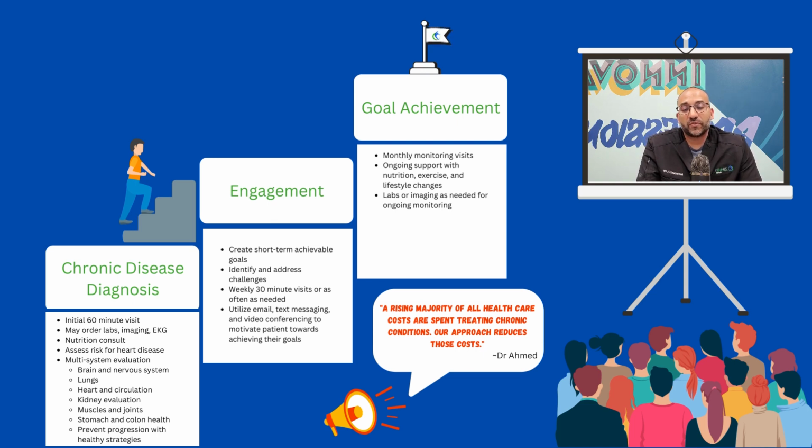Number two is we start to engage, right? So we create short-term achievable goals. This is very important because this drives motivation and compliance. And then we identify and address challenges. We're human beings. I mean, to say have a low-salt diet and eat healthy, well, that means reading labels, understanding macro and micronutrients, figuring out how your meals are going to lay out throughout the day.